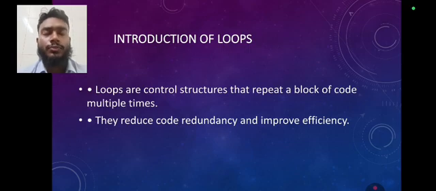What is a loop? A loop is basically a control structure that allows a block of code to execute repeatedly based on a condition. It reduces code repetition and makes the program smooth and efficient. A loop basically runs until the condition becomes false.